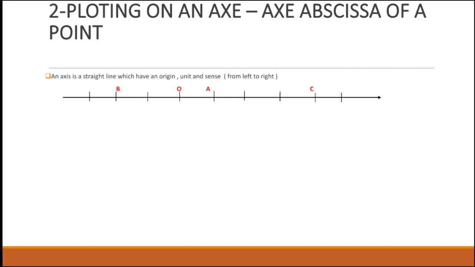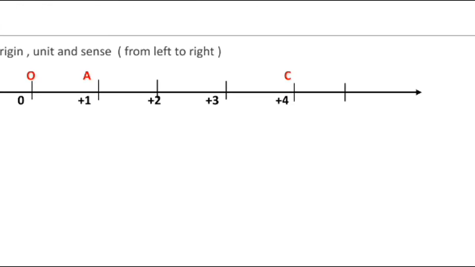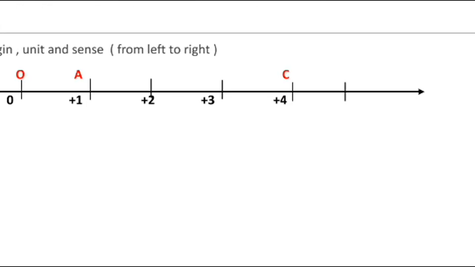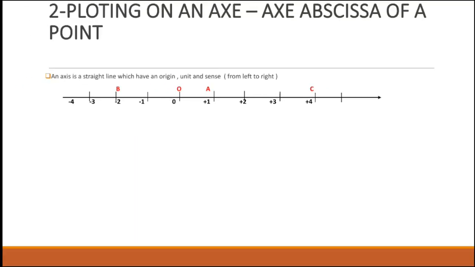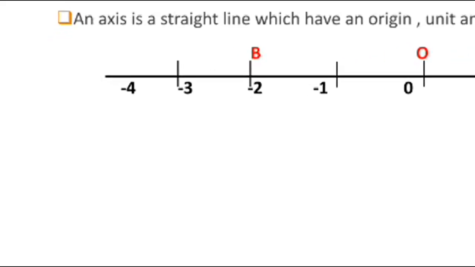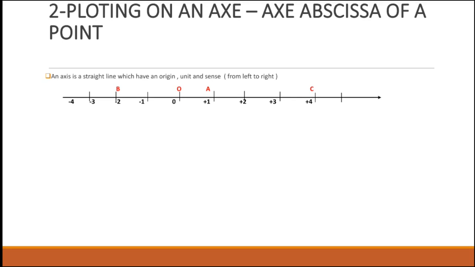To draw this axis, I always first determine the origin, which is O, and I consider it to be 0. To the right of 0, I start writing plus 1, plus 2, plus 3, plus 4. And to the left, minus 1, minus 2, minus 3, minus 4, and so on.